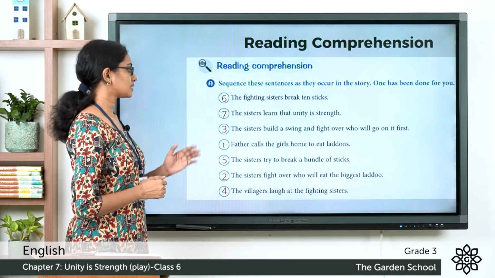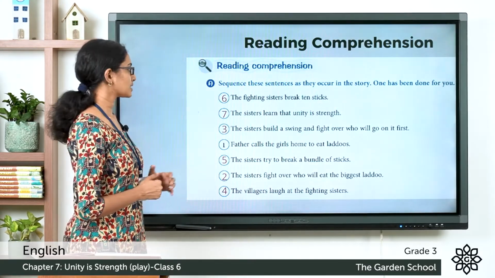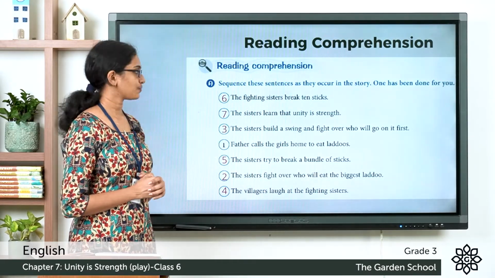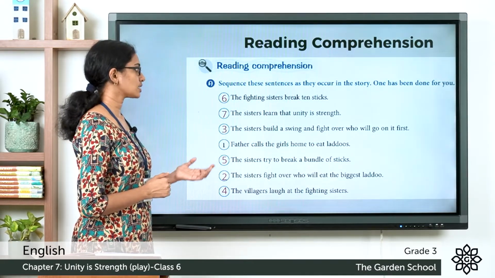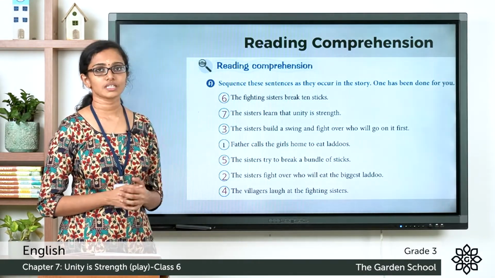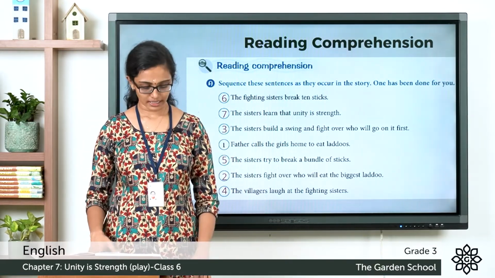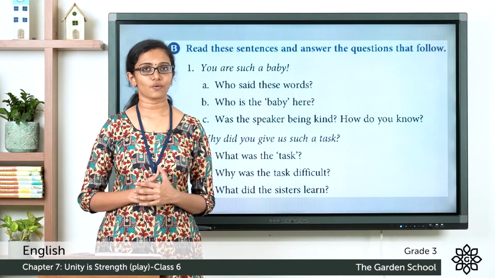Fifth, the sisters try to break a bundle of sticks. Sixth, the fighting sisters break 10 sticks. Seventh, the sisters learn that unity is strength. So this is the correct order of events. Now let's move on to the next section. This is: read these sentences and answer the questions that follow.